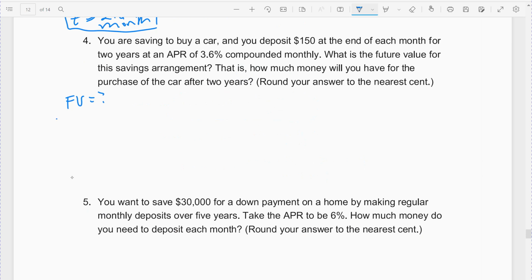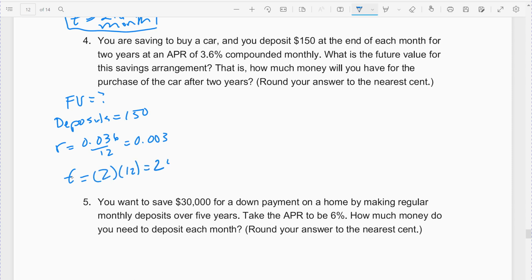Alright, we went to our deposits. Our deposit is $150. R is 0.036 divided by 12, which does come out nicely to 0.003. T is 2 times 12, so 24 months is how many times you're making your deposit of $150.